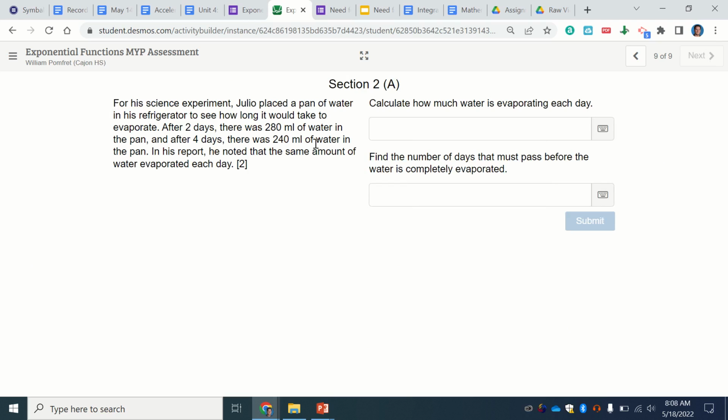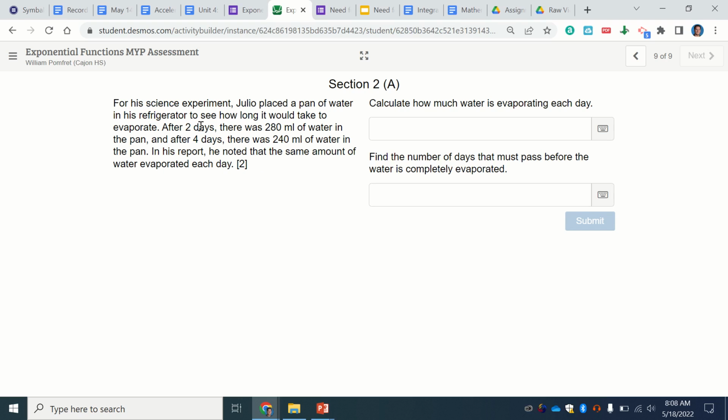And on the last one it says, for his science experiment, Julio placed a pan of water in his refrigerator to see how long it would take to evaporate. After 2 days, there was 280 milliliters of water in the pan. After 4 days, there was 240 milliliters of water in the pan. In his report, he noted that the same amount of water evaporated each day. So how much water is evaporating each day?